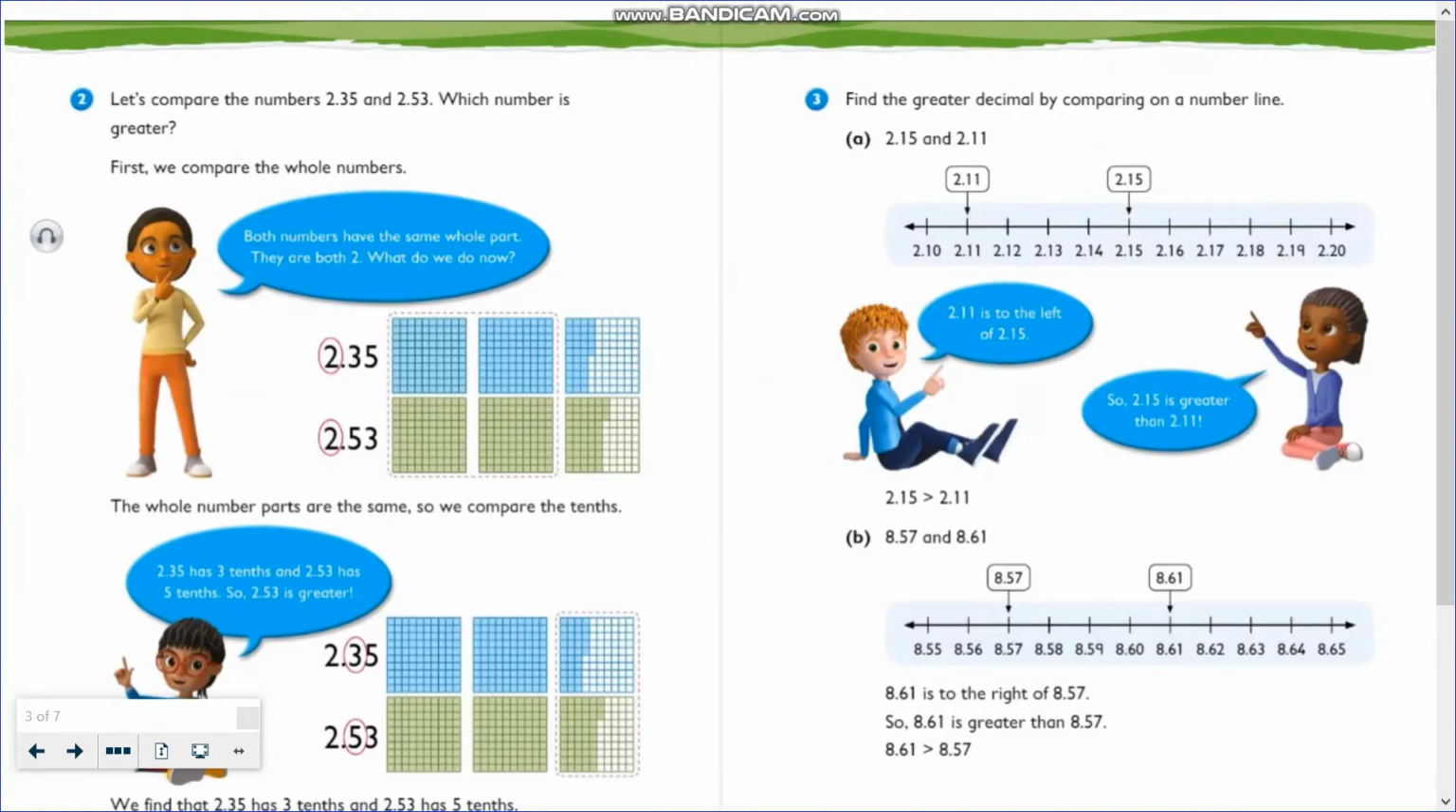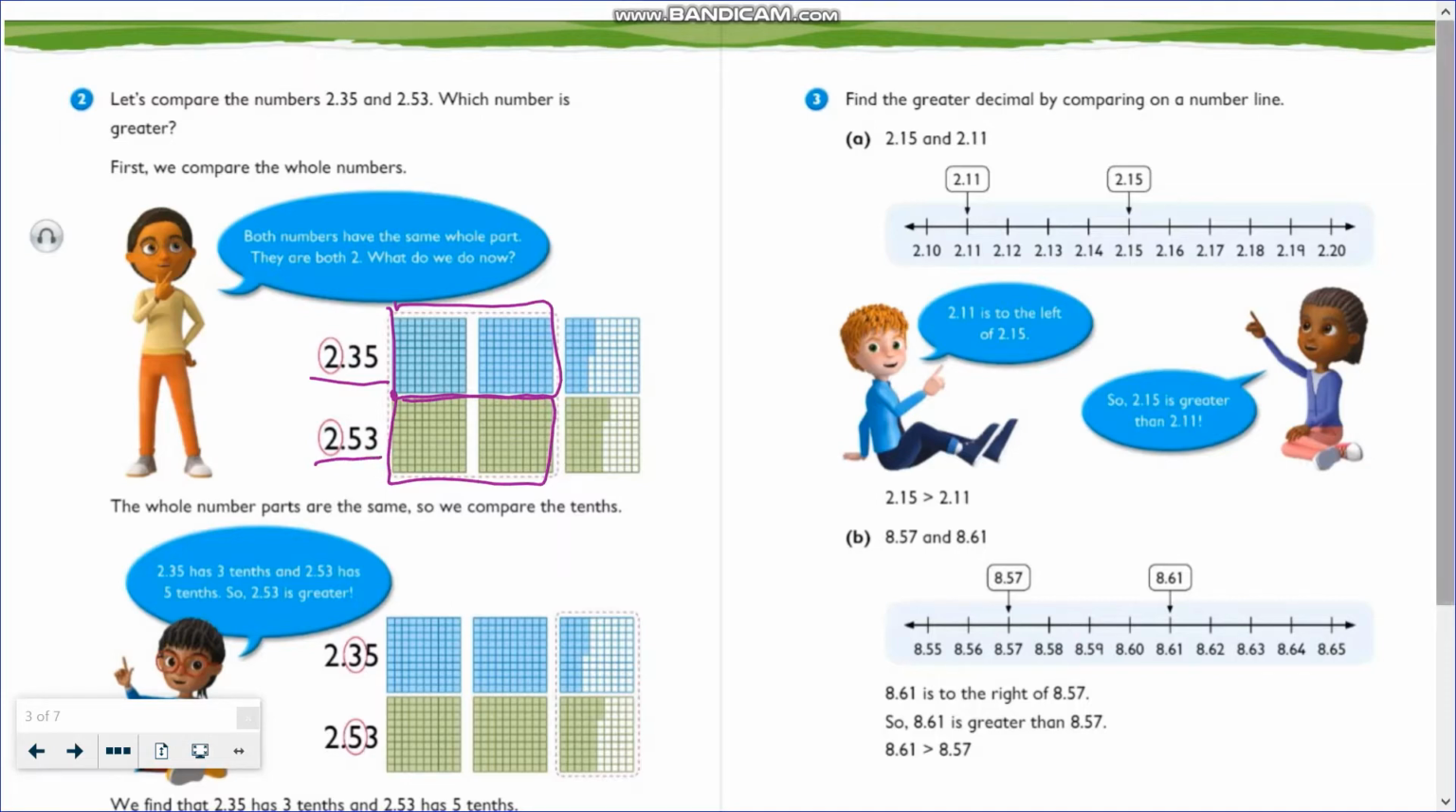Let's get to the second example. Let's compare the numbers 2 and 35 hundredths, or 2.35, and 2 and 53 hundredths, or 2.53. Which number is greater? First, we compare the whole numbers. The whole number parts are the same. So as you can see, there are two whole numbers in 2.35 and there are two whole numbers in 2.53, as represented on the pictures.